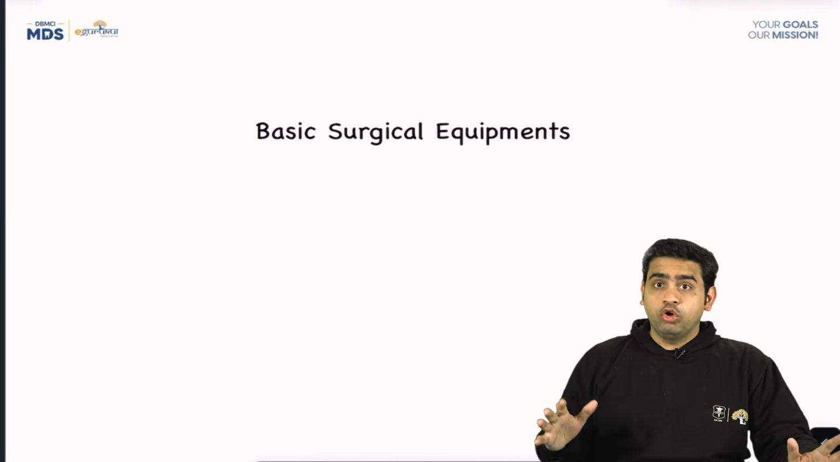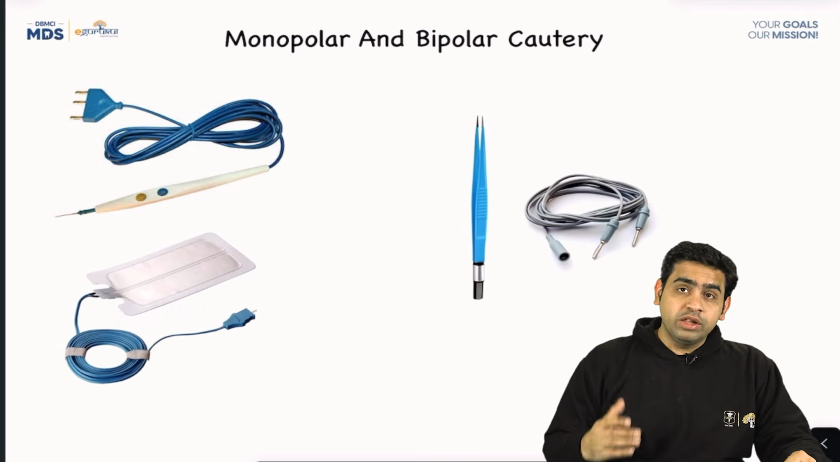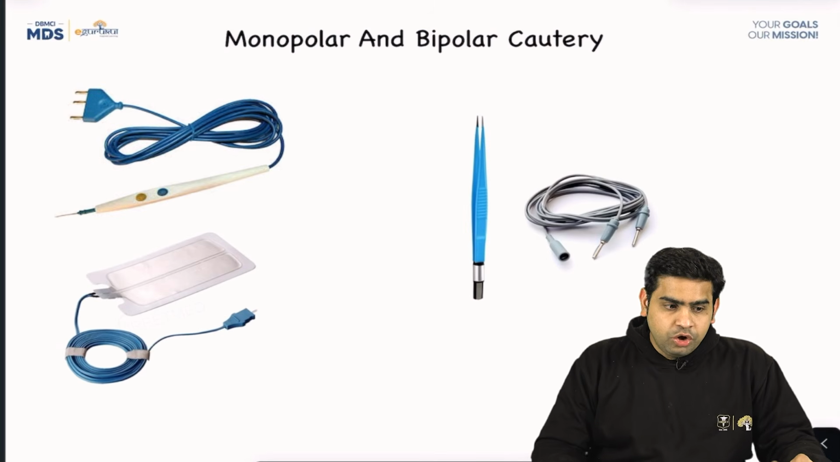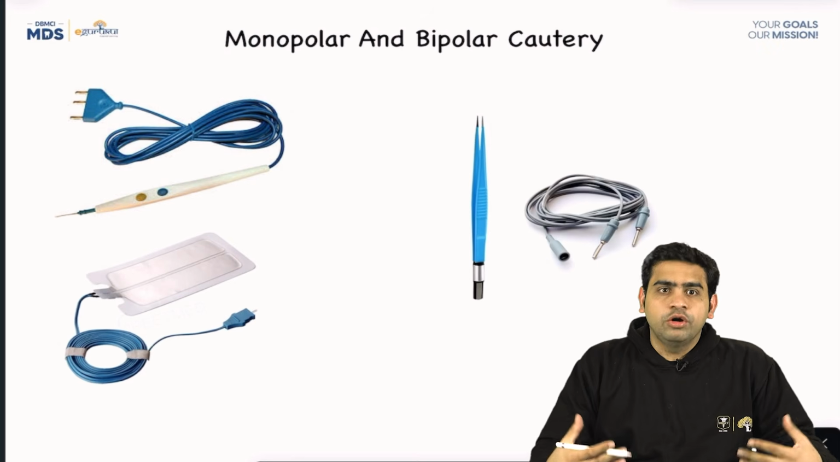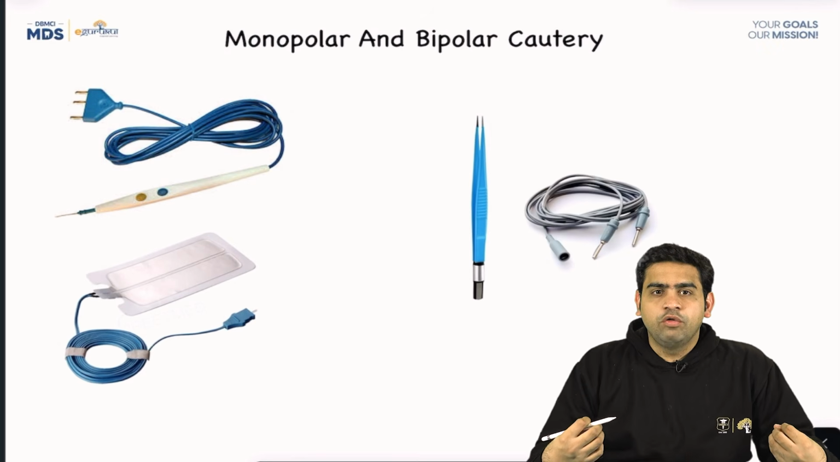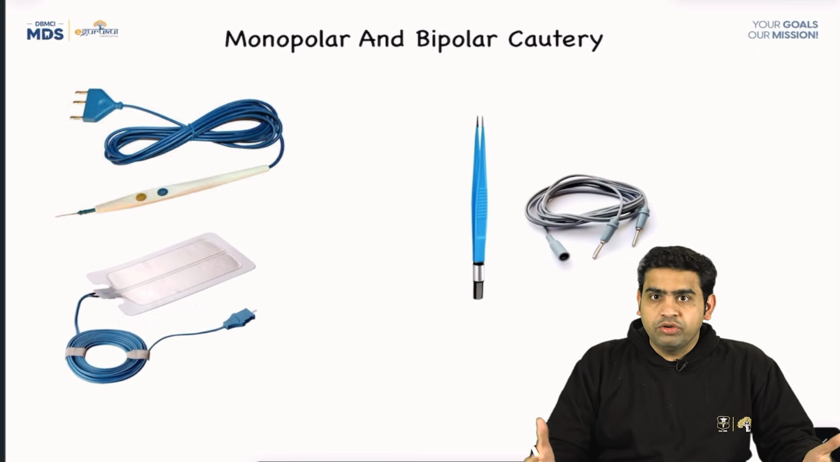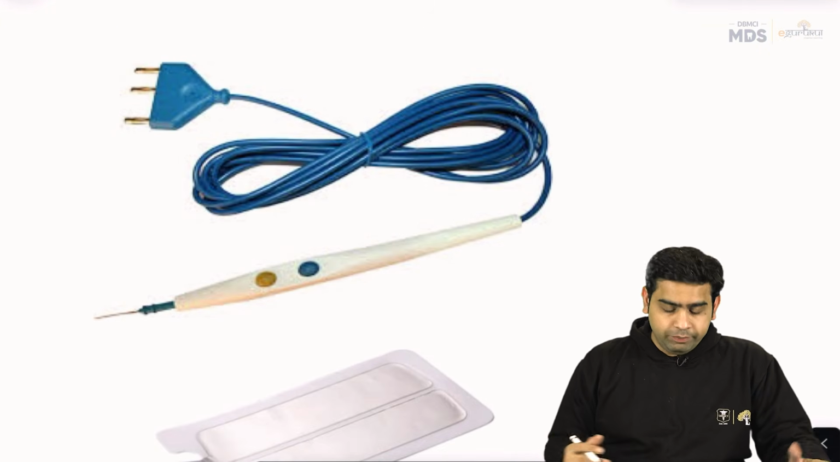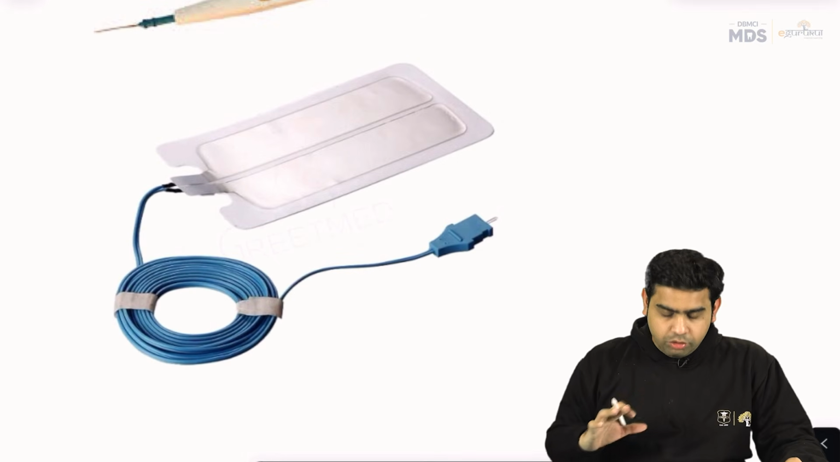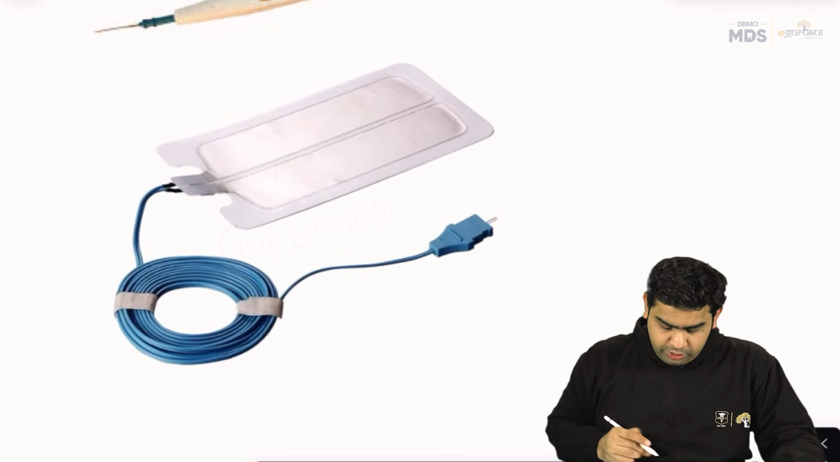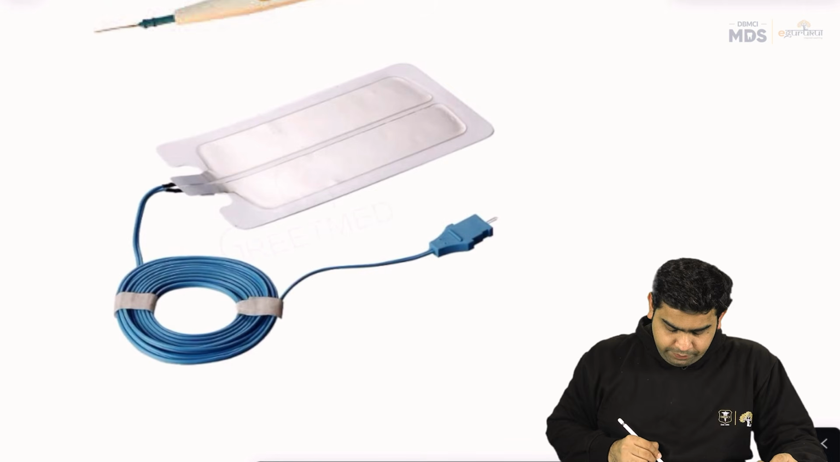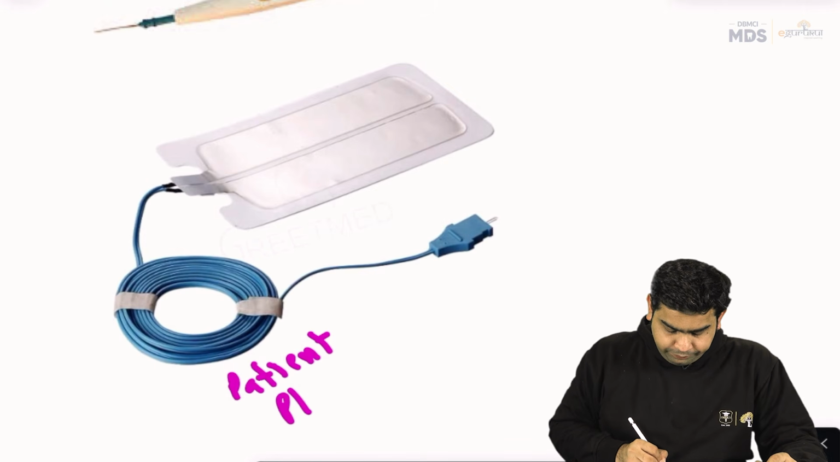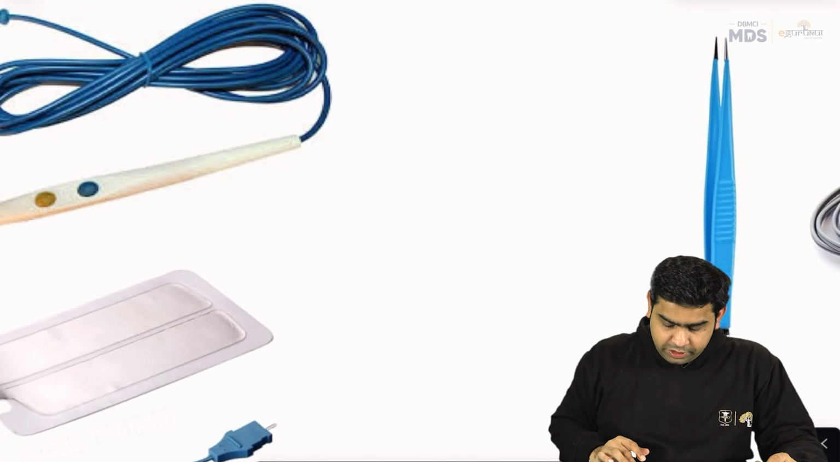So we're going to talk about the basic surgical equipment which we use in day-to-day life. No surgery is complete without a cautery. What we want is a monopolar and a bipolar cautery. That is the first thing you need to understand. This is the image of your monopolar cautery, and this is your cautery pad, which is nothing but a patient plate.